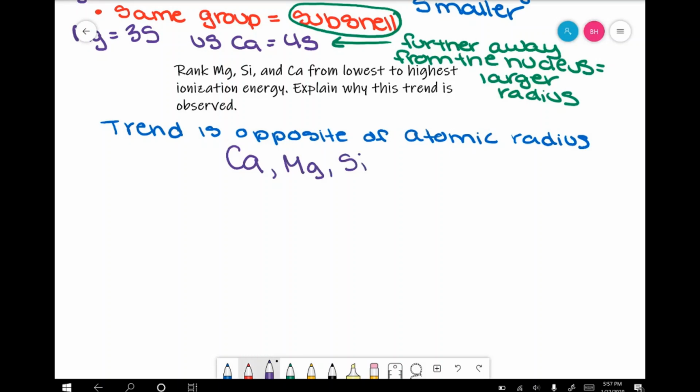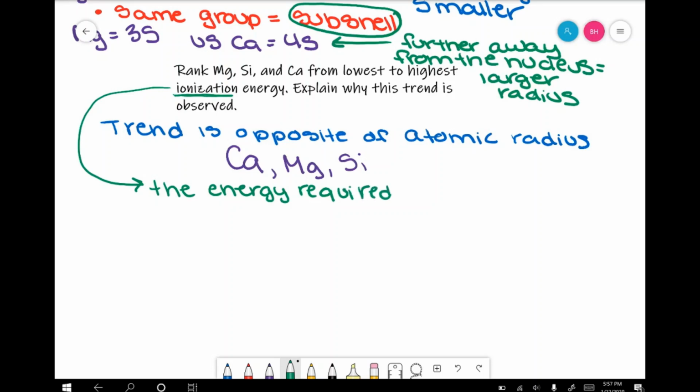Now, in case you don't remember from the notes that we've already taken in class, let's make sure that we understand what ionization energy is, because understanding what that is will help us explain why we observe the trend. So ionization energy is the energy required to remove an electron. And if that electron is held really close to the nucleus, the attraction is greater, so it's going to be harder to remove.